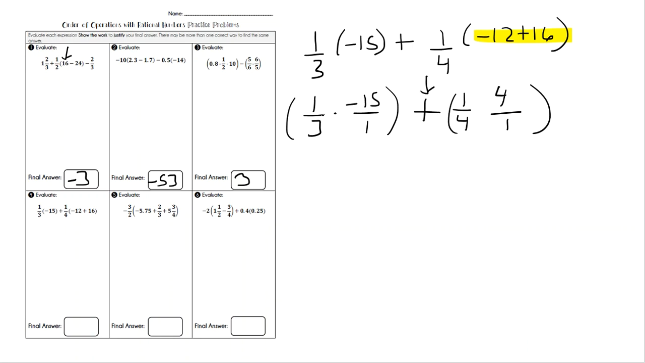So here we go. 1 times negative 15 is negative 15. 3 times 1 is 3. Negative 15 divided by 3 is negative 5. Plus 1 times 4 is 4. 4 times 1 is 4. 4 divided by 4 is 1. And a negative 5 and a positive 1 would give us a negative 4. Okay, let's go ahead and do the next one.